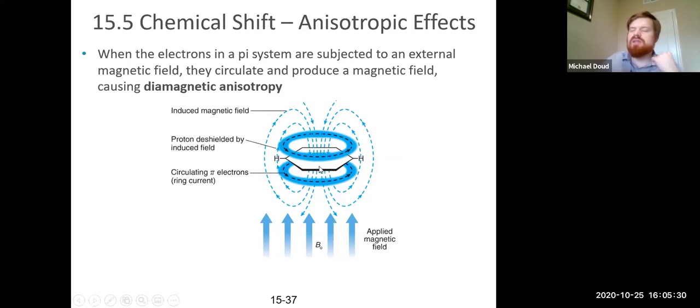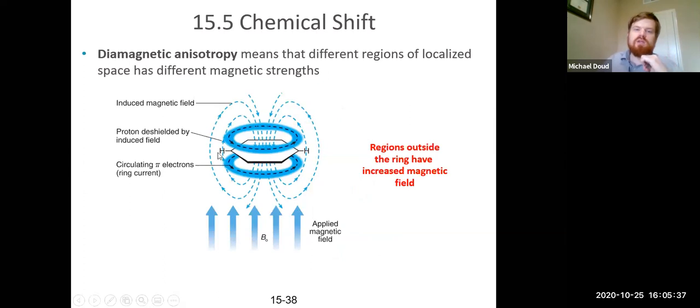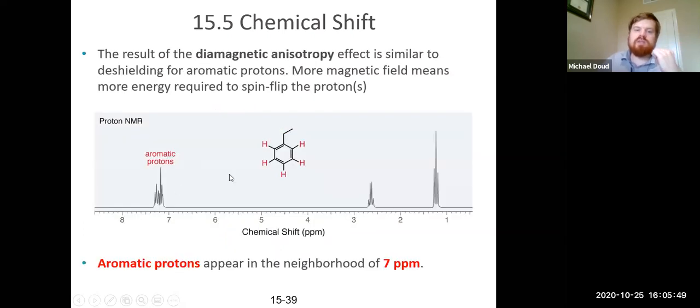And the basic application is going to be for benzene rings. That's the main thing that we want to be able to identify here. So protons, so this is clearly a benzene ring here. Protons that are on the outside of it experience basically an increased magnetic field. So they're going to be moved downfield. So here's basically what happens.